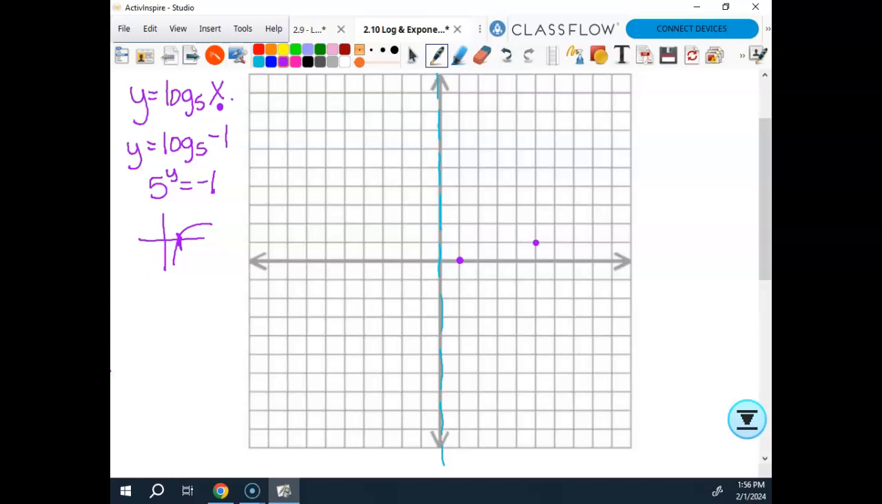So those 2 points are really enough for me to sketch in my graph. It might take me a couple times up here. I don't always hit, oh, look at that, hit both points.